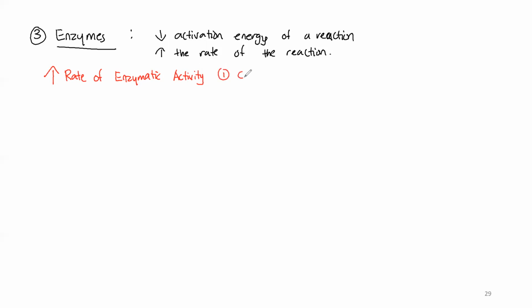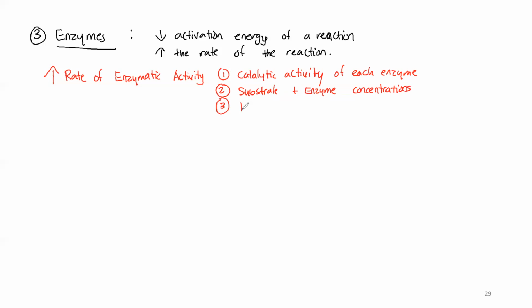One is going to be the catalytic activity of each enzyme. Two, we said, was the substrate and enzyme concentration. So both the concentration of the substrate as well as the enzyme. If we have more of either of these, the rate of the enzymatic activity goes faster, right? Substrate and enzyme concentrations. The third factor was the temperature and pH.